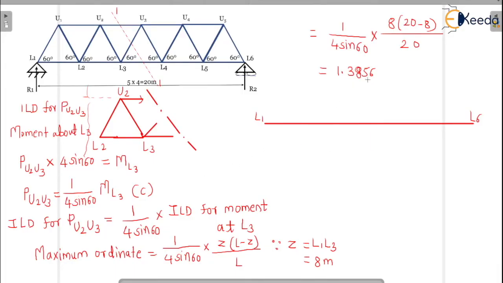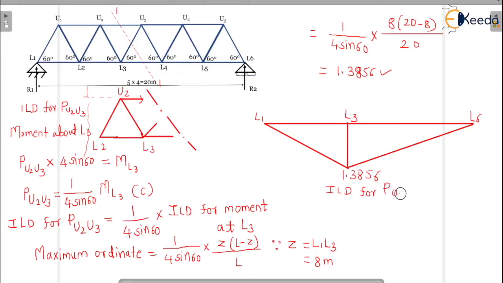So the maximum ordinate we got is 1.3856. At the L3 point, this value is 1.3856. So now the maximum force in U2 U3.